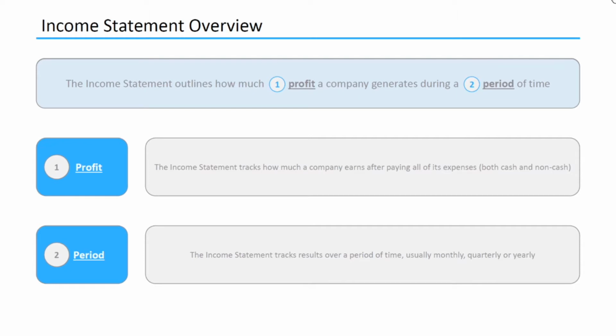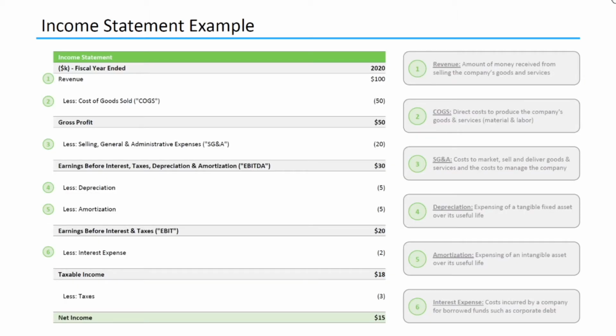Second is period, and it's important to note that the income statement tracks results over a period of time, usually a month, quarter, or a year. Now that we know what the income statement is, let's take a look at an example.